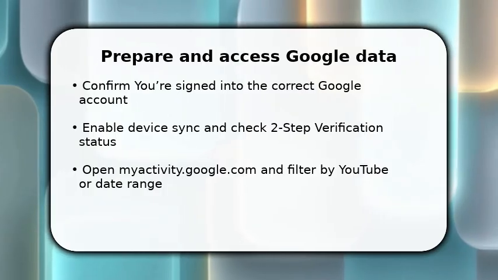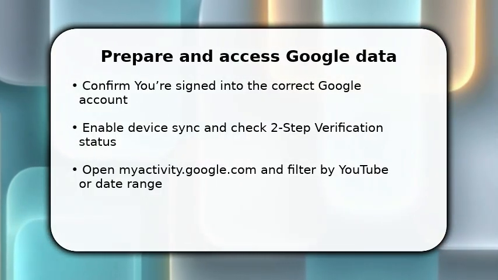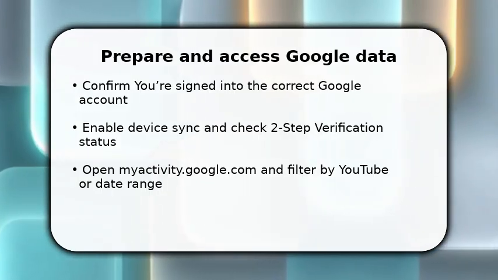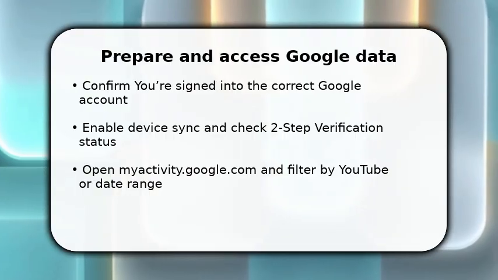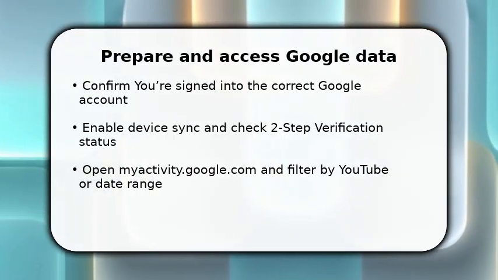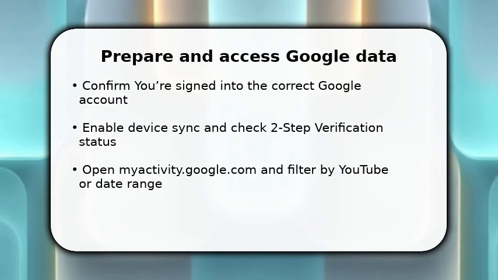Now open My Activity dot Google dot com and immediately use the filter to select YouTube and set a wide date range. This surfaces any retained activity. You do this because YouTube search entries sometimes persist in Google activity even after local deletion.